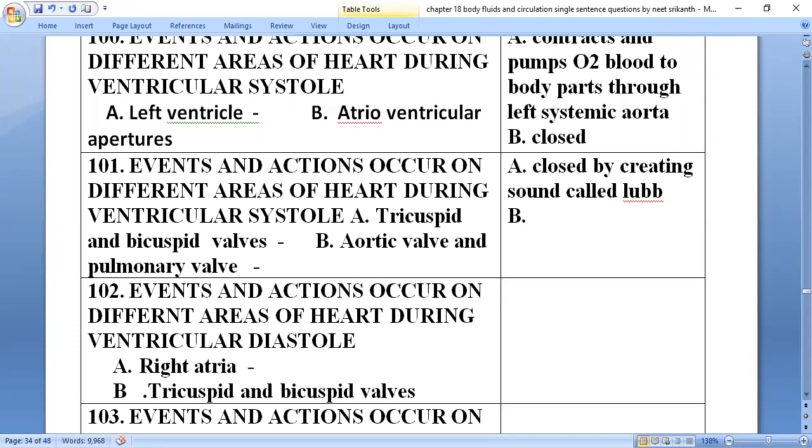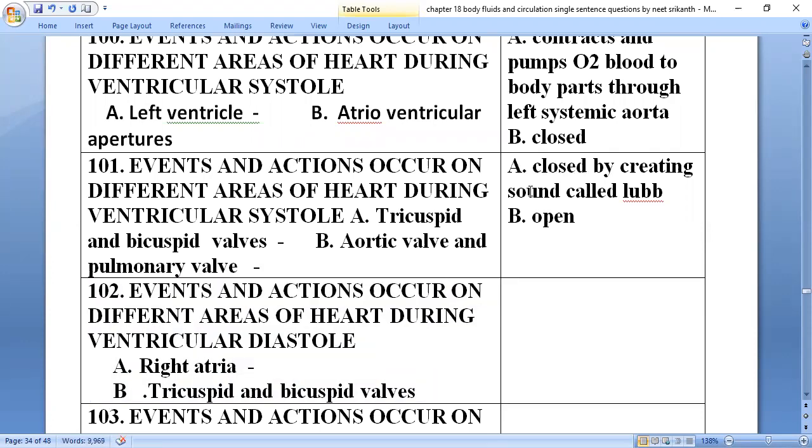Next, what about the aortic valve and pulmonary valve? So during ventricular systole, they should be open, isn't it? Because we are pumping blood there. Aortic valve and pulmonary valve.